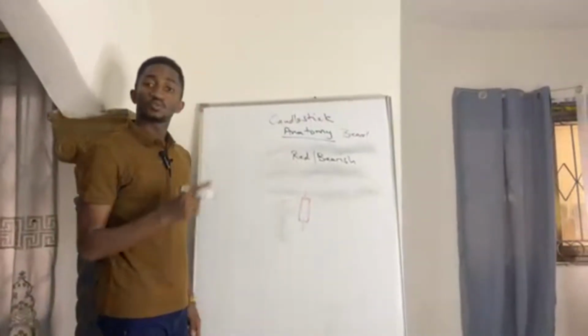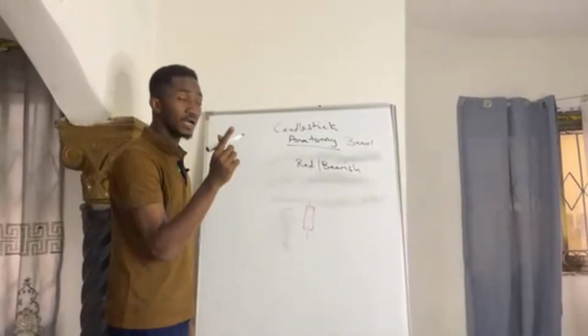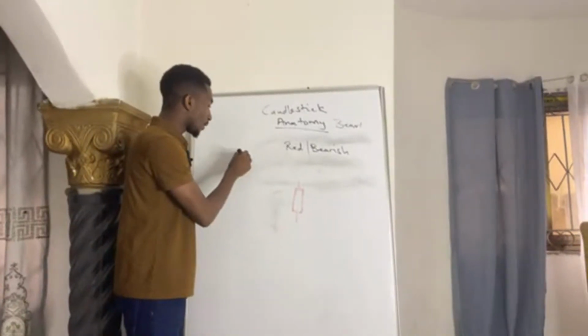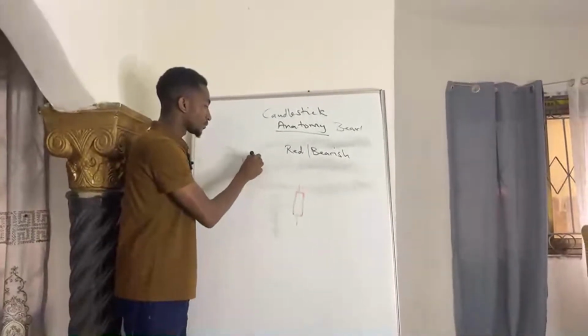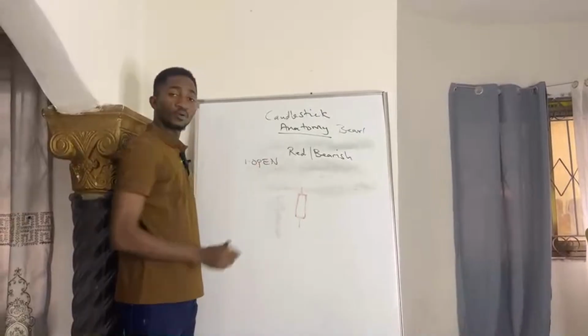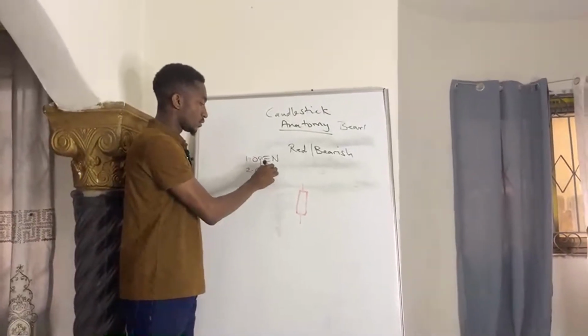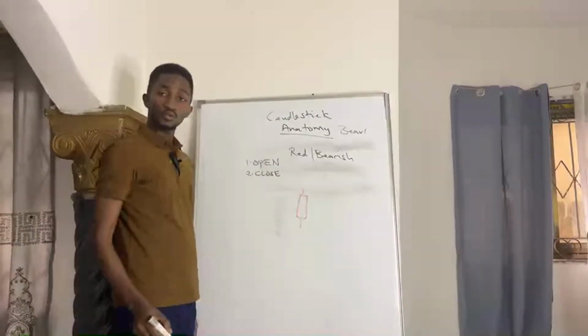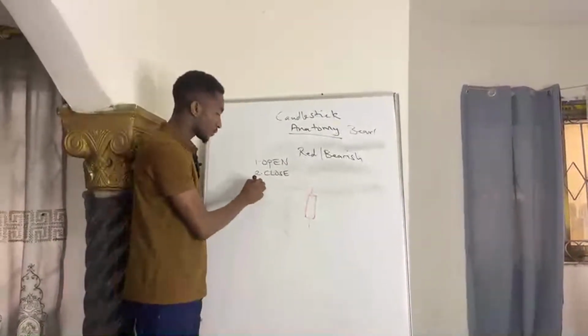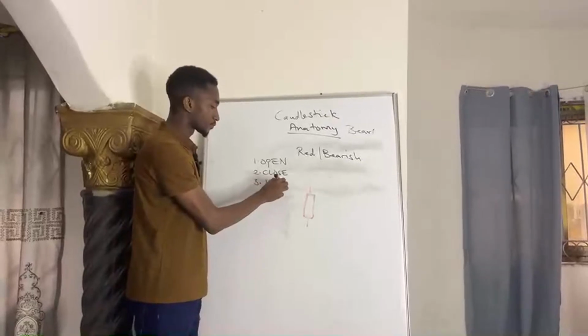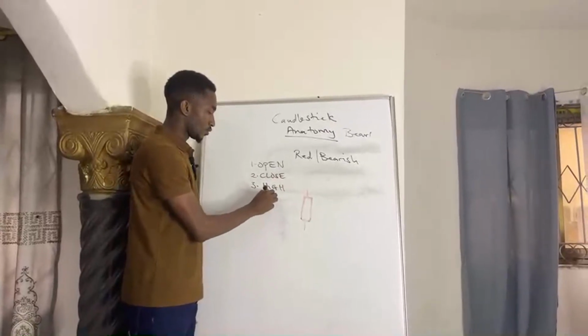Now, for you to know how to read a candlestick, you have different components. It tells you about the open price, the closing price, the close. We have the high and the low.